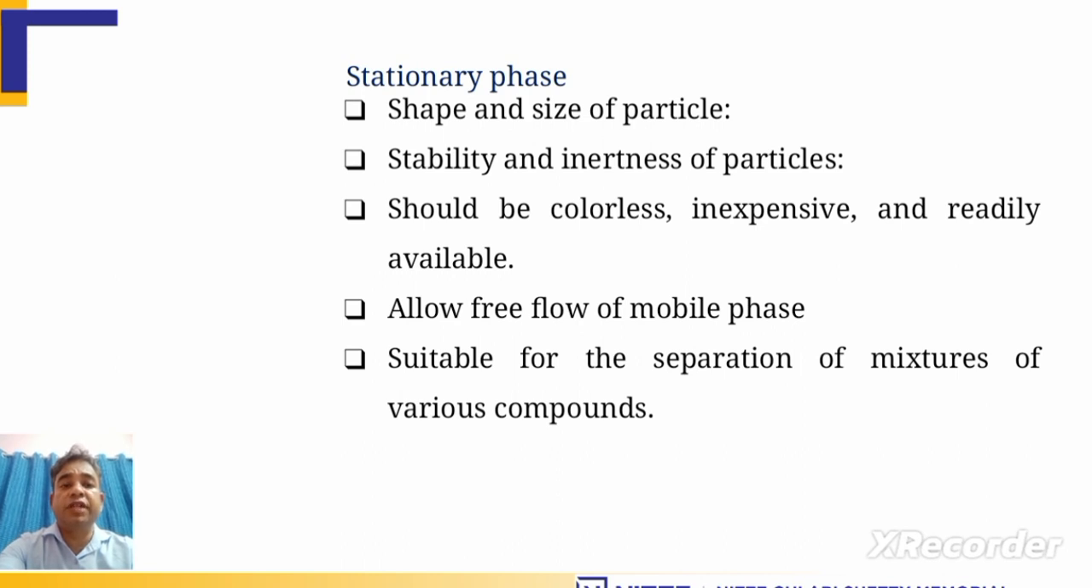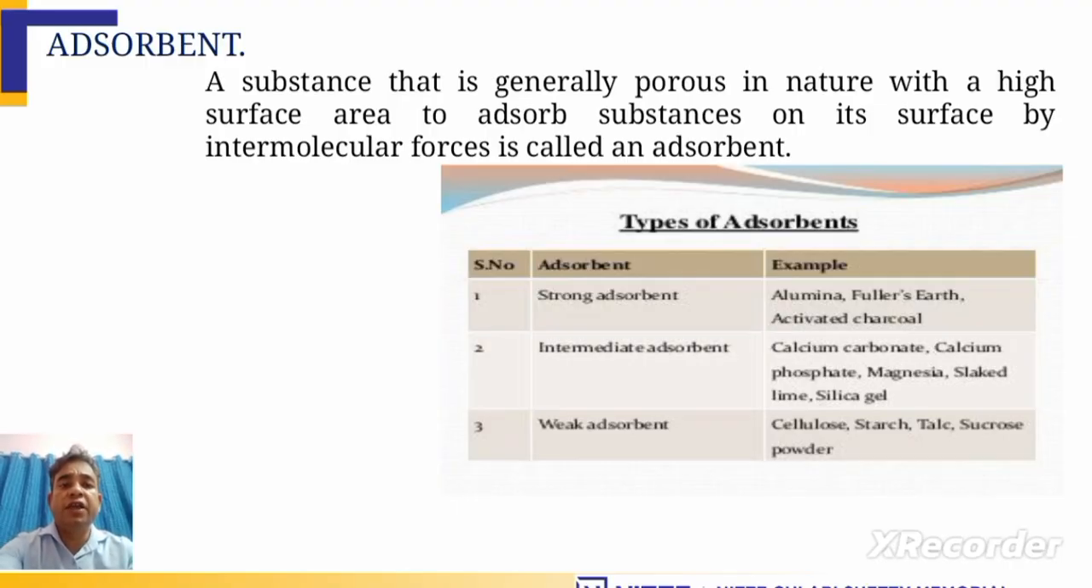It must be colorless, so that you can see the migration of the compound happening. If it is colorful, because of the color of the stationary phase, we will not be able to see the completion of the separation, right? So make sure that it is colorless in nature, inexpensive, readily available, allows free flow of the mobile phase, and is suitable for separation of a mixture of various compounds. These are the ideal properties of a stationary phase, which have to be taken care of when you are loading the column. The generally used stationary phase is classified into strong adsorbent, intermediate adsorbent, and weak adsorbent, right?